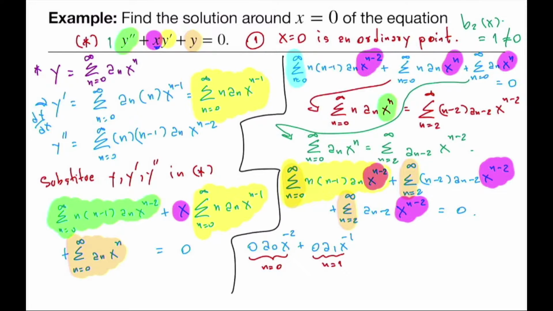And then I continue with summation n from 2 to infinity, n minus 1 a n x to the n minus 2. And then, the other summations, they are the same, guys.